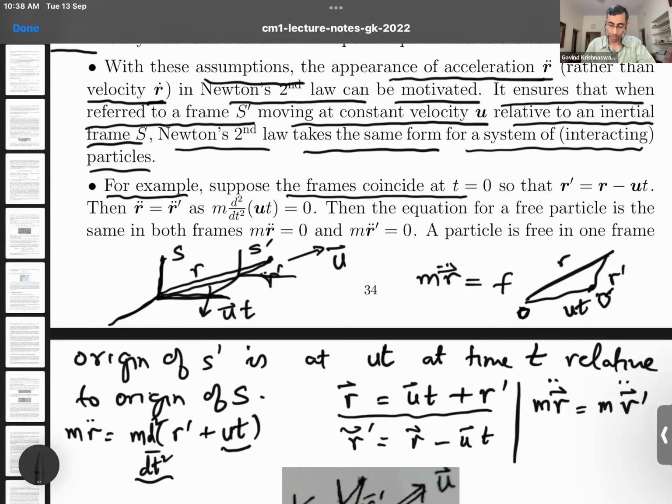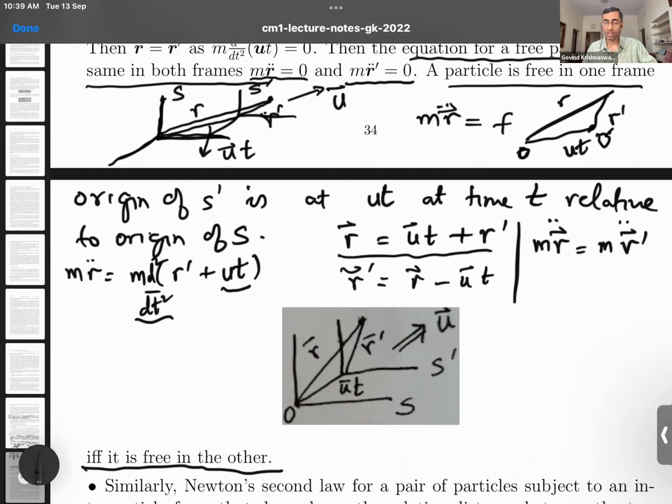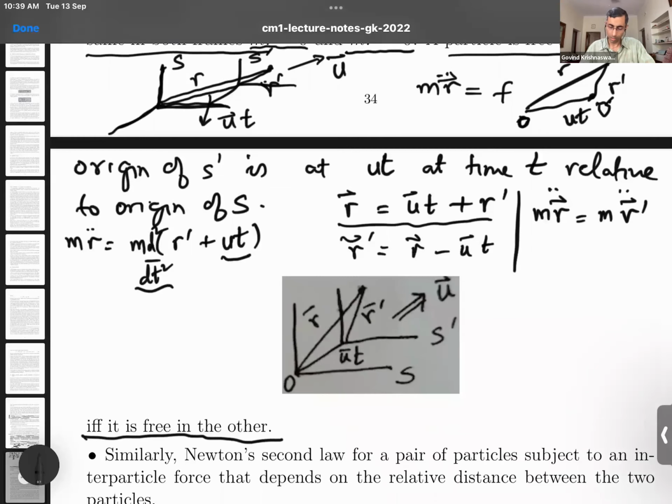So the immediate consequence then is that the equation for a free particle is the same in both frames, because the equation was originally mr double dot equal to zero, but mr double dot is the same as mr prime double dot. So the equation for a free particle is the same in both frames. So we have already now checked that if a particle is free in the first frame, yes, it will be free as observed by an observer in the new frame. So they will agree on this basic fact. So a particle is free in one frame if and only if it is free in the other, moving at constant velocity. So we have made progress. We have seen that the concept of a free particle is a robust concept. It is not dependent on which frame you are in, as long as they are moving uniformly relative to each other.